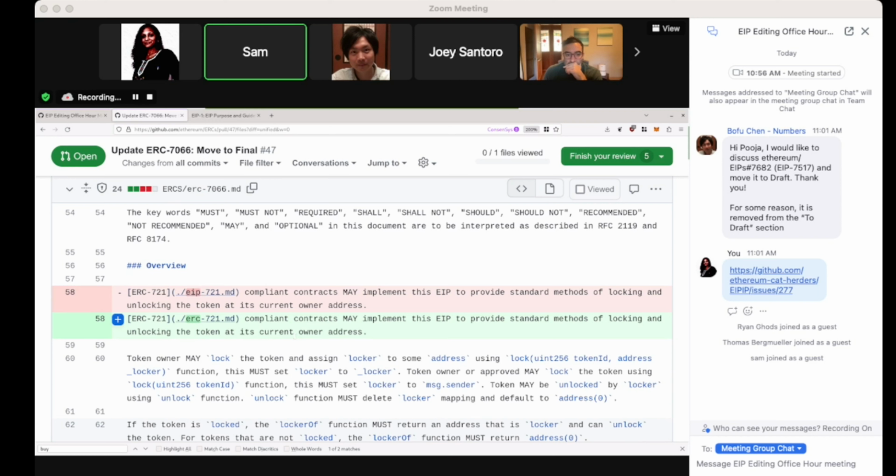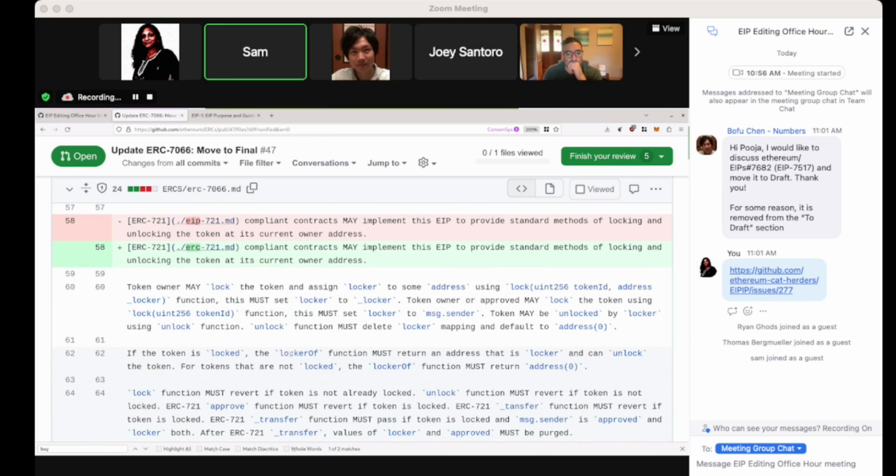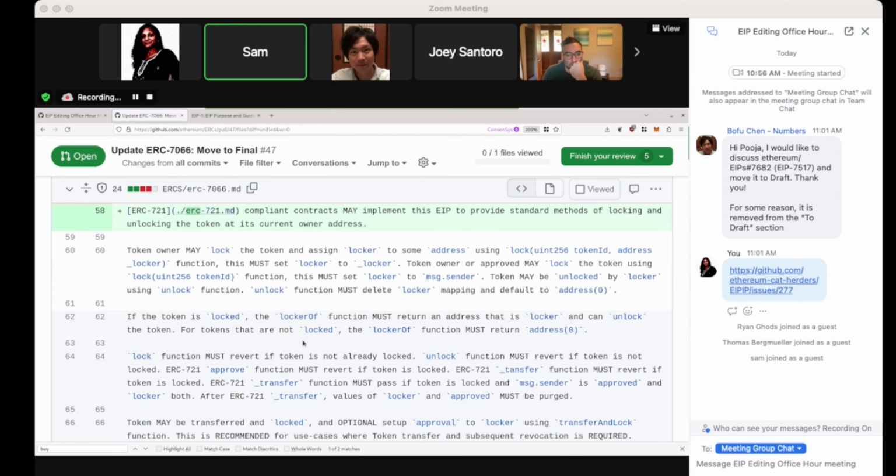ERC 721 compliant contracts may implement this EIP to provide standard methods of locking and unlocking the token at its current owner address. Token owner may lock the token and set the unlocker to the same address using lock. This must set locker to _locker. Token owner or approved may lock the token using the lock function. This must set the locker to message.sender. Token may be unlocked by locker using the unlock function. Unlock function must delete the locker mapping and default to address 0. If the token is locked, the locker function must return the address that is the locker and can unlock the token. For tokens that are not locked, it must return address 0.